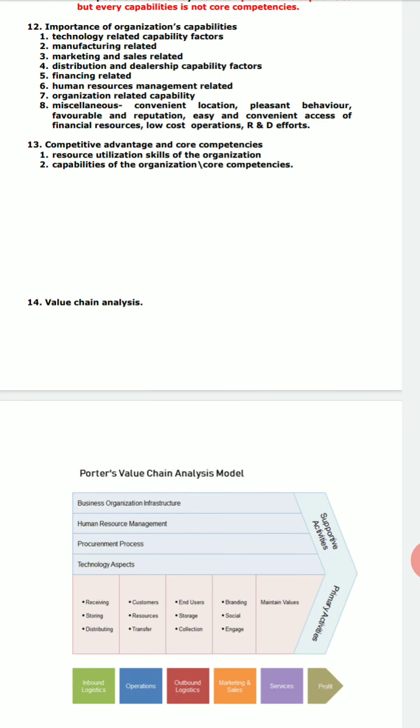Getting the resources is not just the point there. It is the utilization of the resources to the best. These tangible resources should be utilized best to create the competitive advantage of the firm over other competitive firms. Then the second set of resources is the intangible resources.